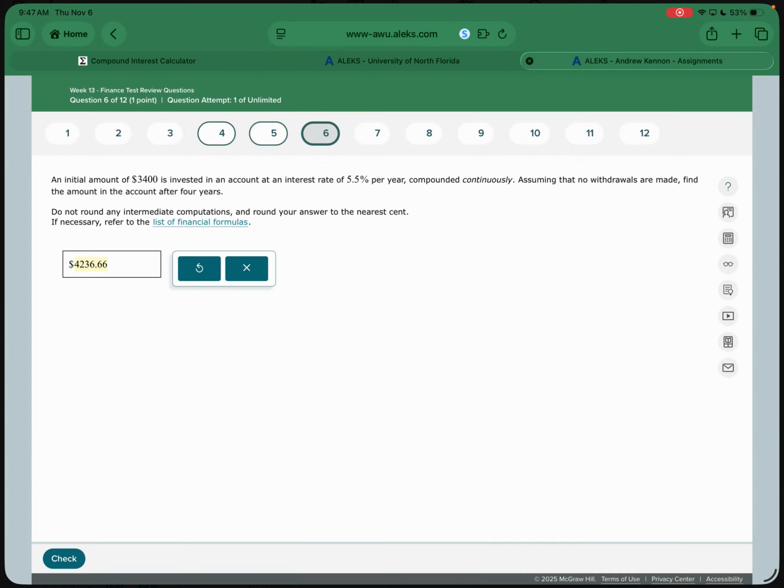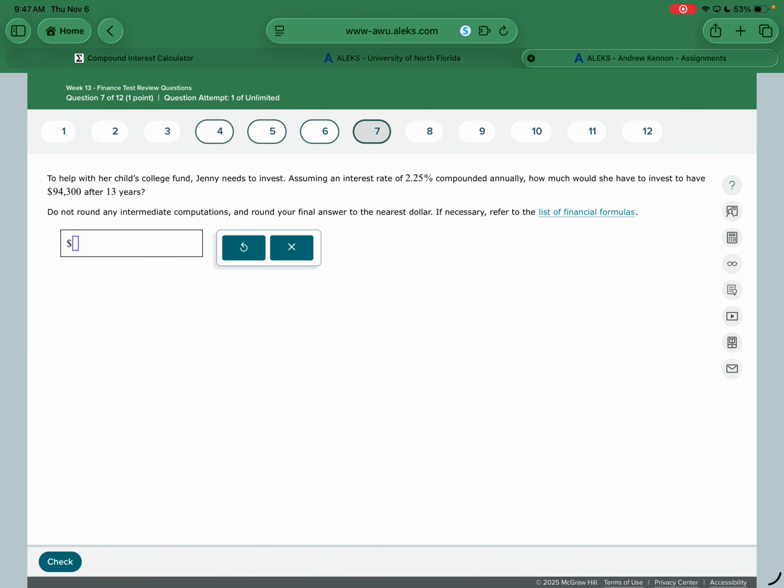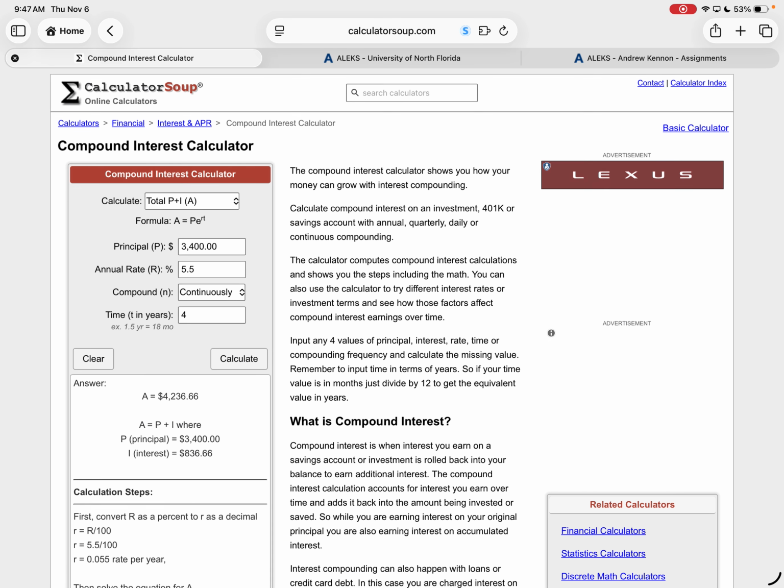Number 7 is on our test work page. To help with her child's college fund, Jenny needs to invest, assuming an interest rate of 2.25% compounded annually. How much would she have to invest to have $94,000 after 13 years? So on this one, we want to figure out our starting amount.